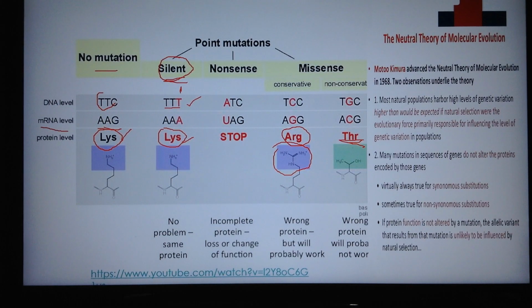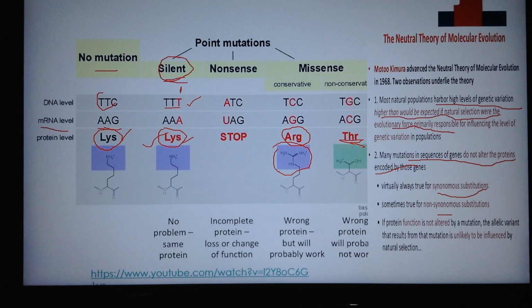Most natural populations harbor a high level of genetic variation, higher than would be expected if natural selection were the evolutionary force primarily responsible for influencing the level of genetic variation. Many mutations in sequences of a gene do not alter the protein encoded by those genes, as we saw here. This is virtually always true for spontaneous substitutions, and sometimes true for non-spontaneous substitutions.